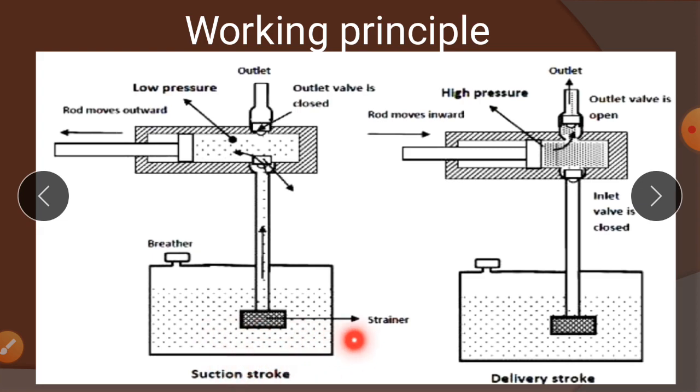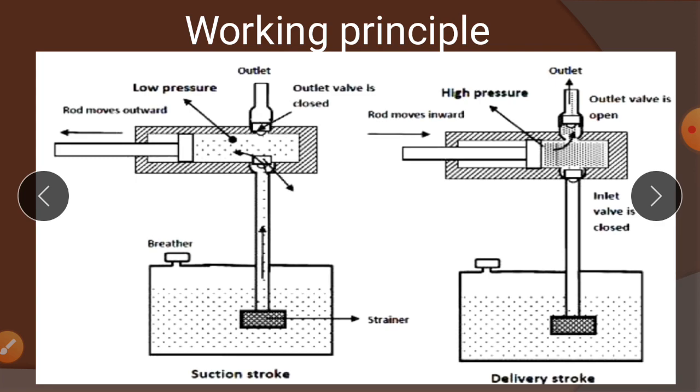We'll see the construction. This is the tank, the reservoir where the oil is stored. This is the strainer, where the coarser material is filtered. This is the inlet pipeline, which is connected to the reciprocating pump. This is the housing of the reciprocating pump. This is the reciprocating piston with a connecting rod, and you can see the valves here. This is the inlet valve and this is the outlet valve. The reciprocation of the piston makes these valves open and close. And this is the outlet of the pump.